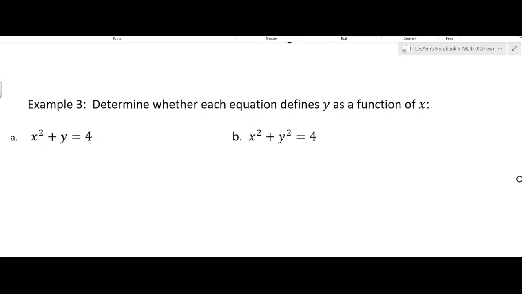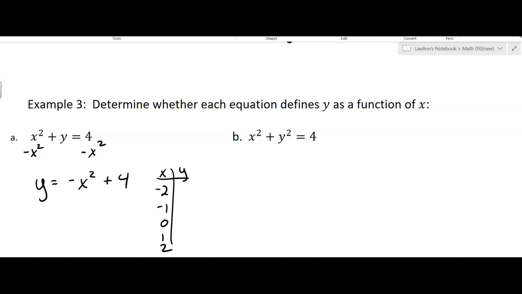So I'm going to take my equation here, and I'm going to get y by itself. So I'll subtract the x squared. So I could write this function as y equals negative x squared plus 4. So I could make a table of values and I could graph this, right? Okay, so I could put in different numbers. But all of those numbers, I'm only going to get one output, okay? Now the output might be the same, like when I put in negative 2. If I put in negative 2, I'm going to get 0, by the way. And if I put in 2, I'm also going to get 0. You can play around with that.